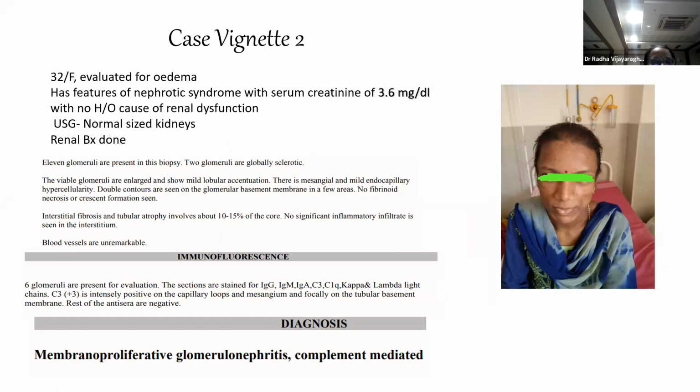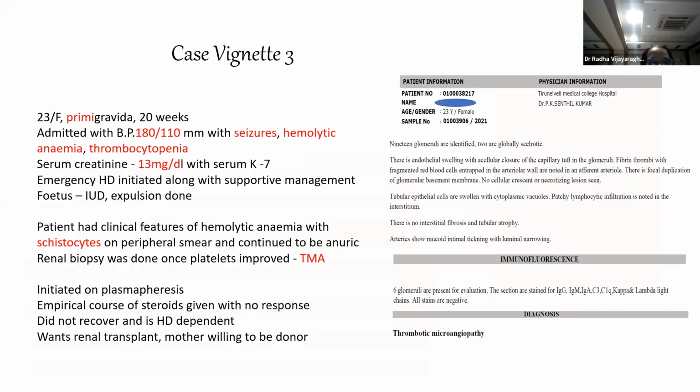The third case is a 23-year-old female, primigravida, 20 weeks pregnant, apparently all right till 20 weeks, admitted with a history of seizures. The blood pressure was 180 over 110 millimeters of mercury. The investigation showed hemolytic anemia and thrombocytopenia. Her serum creatinine was 13 milligrams per deciliter with significant hyperkalemia. Emergency hemodialysis was initiated with supportive management. Ultrasound showed a dead fetus and expulsion was done.